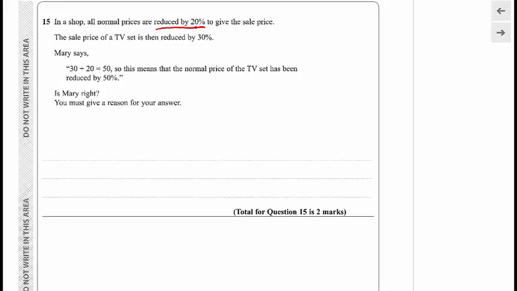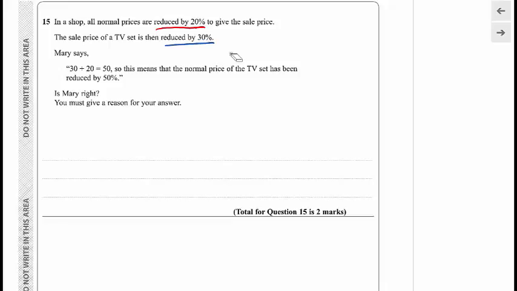The sale price for a TV set is then reduced by a further 30%. So let's just pause and think what's actually happening here. In a shop, all items are reduced by 20% and that gives the sale price. But I'm told that I've got a special TV set, so I take that sale price and reduce it by a further 30%. Mary says 30 plus 20 equals 50, so this means that the normal price of the TV set has been reduced by 50%. Is she right? And give a reason for your answer.